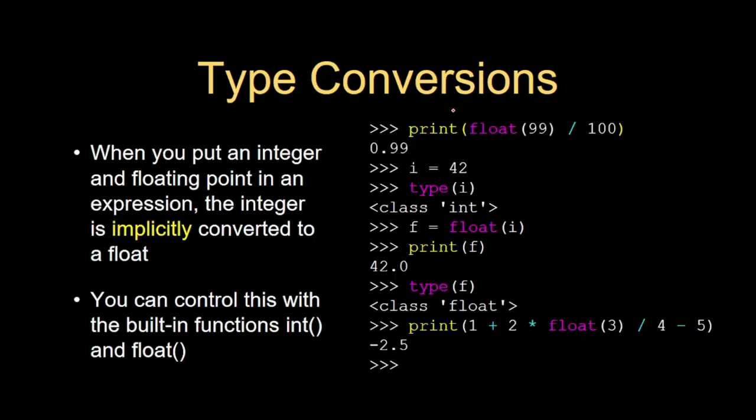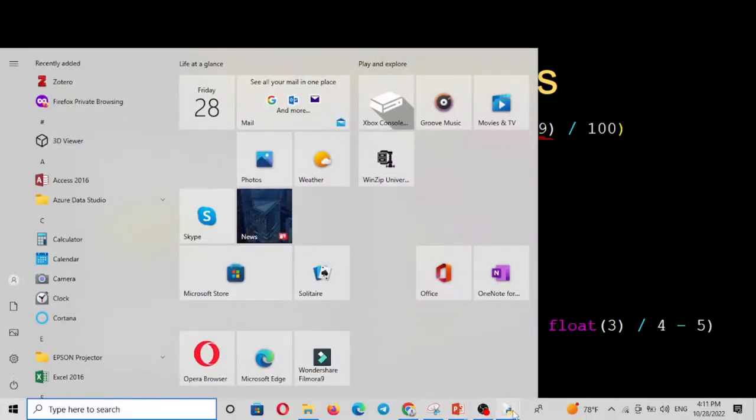So, type conversion in Python, or casting from one data type to another data type. Let us see here. Print float of 99 over 100, meaning 0.99. By default 99 is an integer, so when we cast or convert it to float, the output should be 0.99, otherwise the result is 0. Let us see the practical in our IDE.